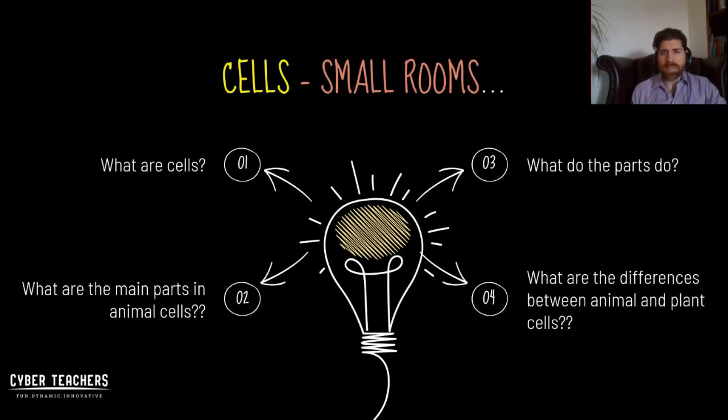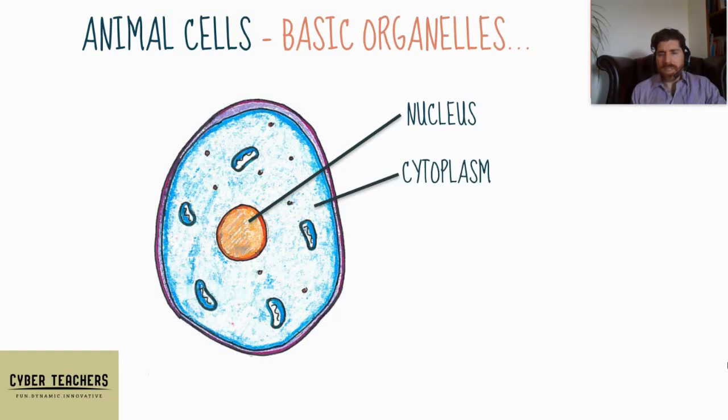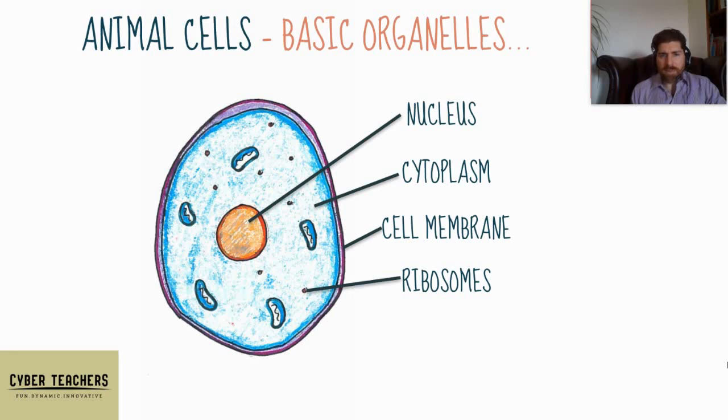So what are the main parts in animal cells that you need to know for GCSE biology? We've got 5. They're called organelles. They're the smallest parts. We've got the nucleus in the middle. We've got the cytoplasm, which is like a jelly-like substance that fills the cell. We've got the cell membrane, which would be a line around the outside. We've got ribosomes, which in diagrams in your GCSEs will be shown as little dots. And we've got mitochondria, which are a sausage-shaped kind of structure with a little squiggle line down the middle.